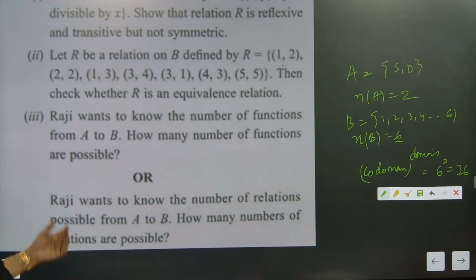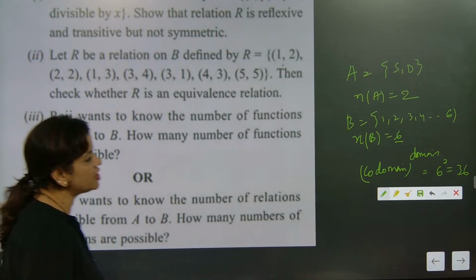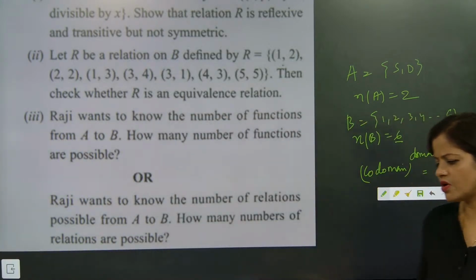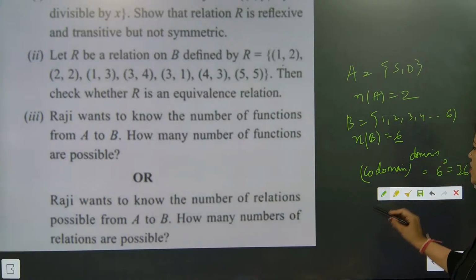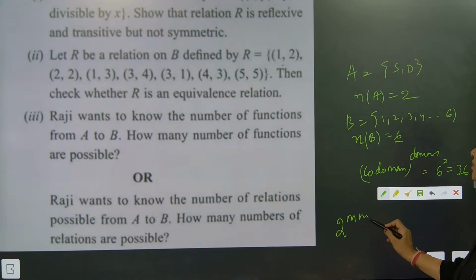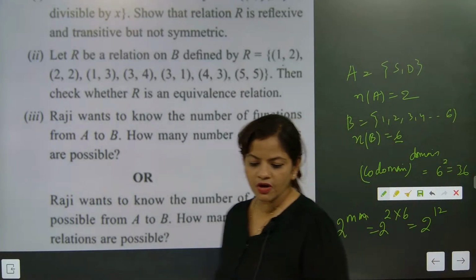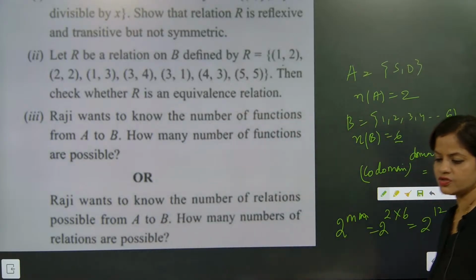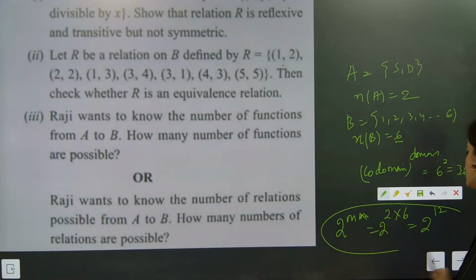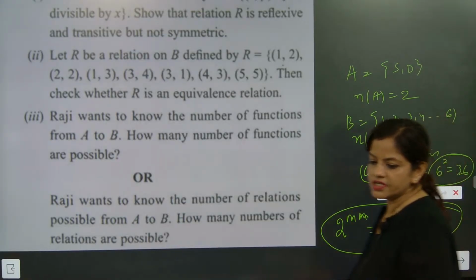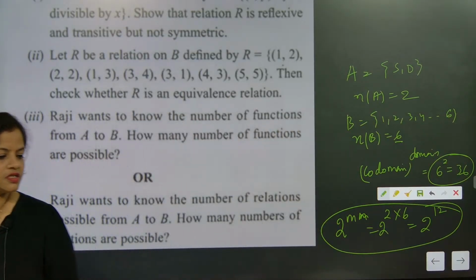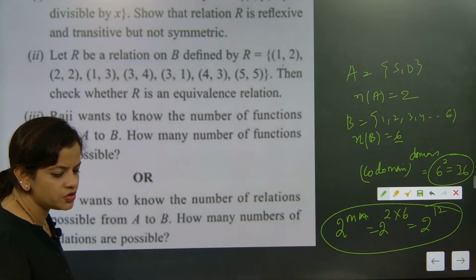Now look at the next part. Raji wants to know the number of relations possible from A to B. How many relations are possible? Number of relations is 2 to the power mn. So here 2 to the power 2 into 6, that will become 2 to the power 12. This will be the number of relations. I hope I gave you a chance to write down, but nobody is giving the answer. So the answer is 2 to the power 12. Here 6 to the power 2 is 36. I hope you have understood.